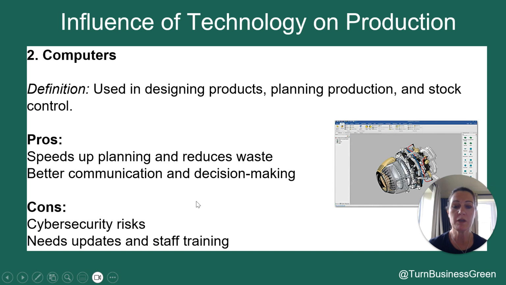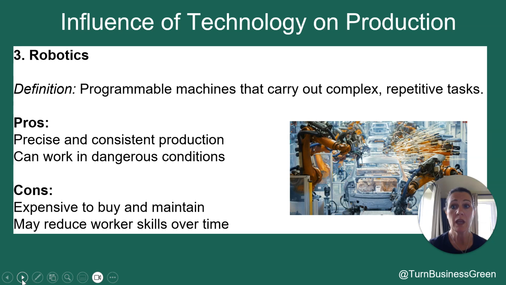And you can have much better communication and decision making if you're using computer models and the scientific decision making that comes from computers, spreadsheets and software. The problems: you could be open to cybersecurity risks, which we obviously see more and more of, if we look at the case study of Marks and Spencer's in very recent weeks, who have had a cyber attack and have not been able to take orders on their website. And computers constantly need updating and staff training to be able to work them properly.